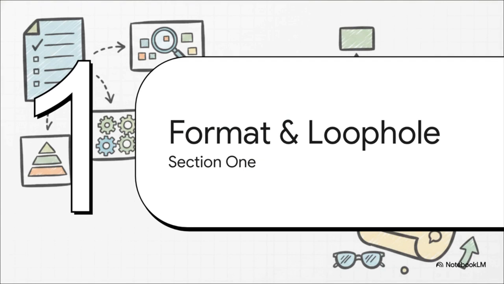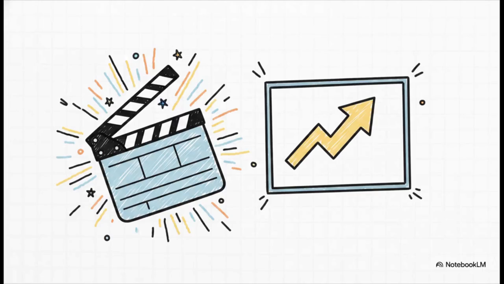Section 1, the format and the creative loophole. The source text specifically labels the overarching task as a dynamic. It literally says, the dynamic, its duration is, and so on. Now that specific word choice, that's your first major clue. It sets the baseline format for absolutely everything that follows.